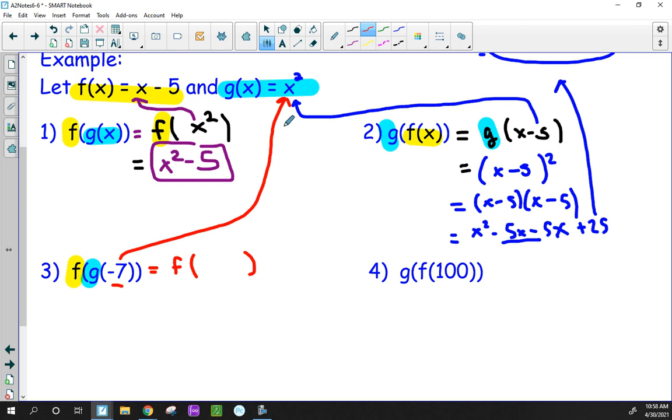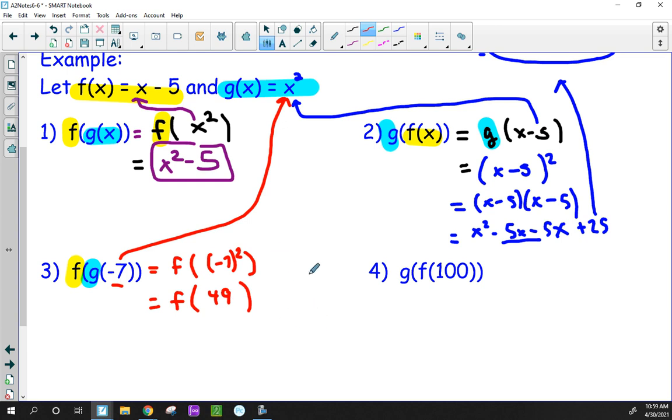So I'm going to say something squared. So f of negative 7 squared. Okay, now I'm going to have to simplify that a little bit. It needs it. Negative 7 squared is the same thing as negative 7 times negative 7, which is positive 49.